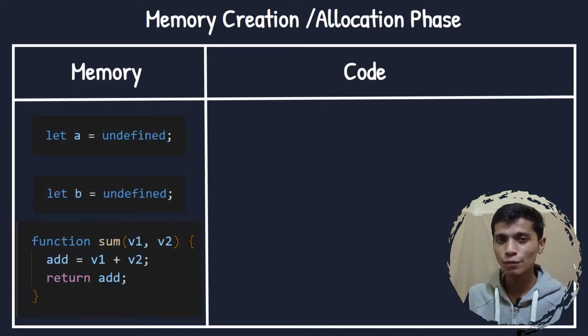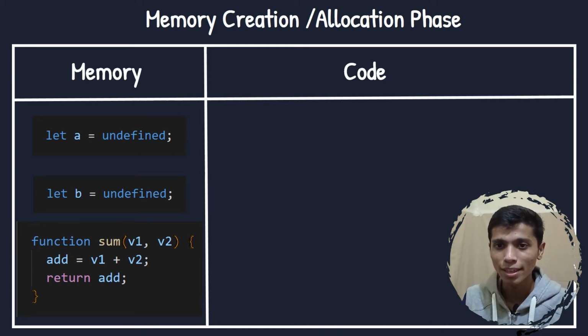What happens in this phase is our global execution context takes each and every variable and function and allocates some memory. But the memory is not the actual value of the variable; it defines a special symbol that is undefined. And in the case of a function, it copies the whole code and stores it as it is in the global execution context. So as you can see on screen, let a is equal to undefined, b is equal to undefined, and the function as it is.